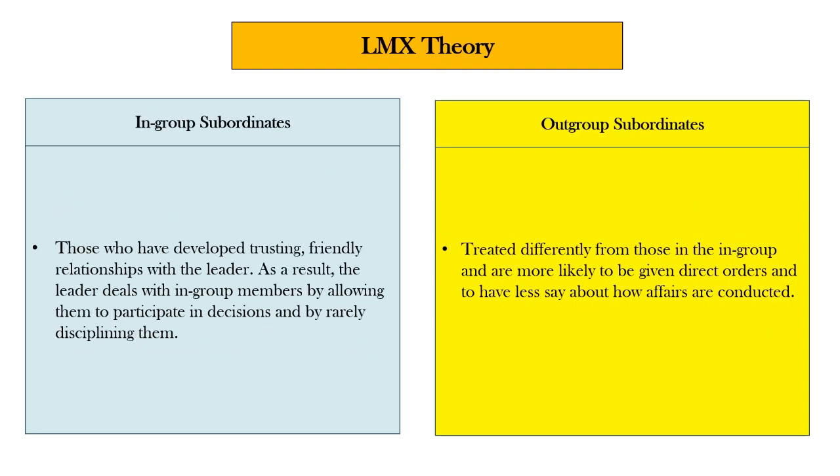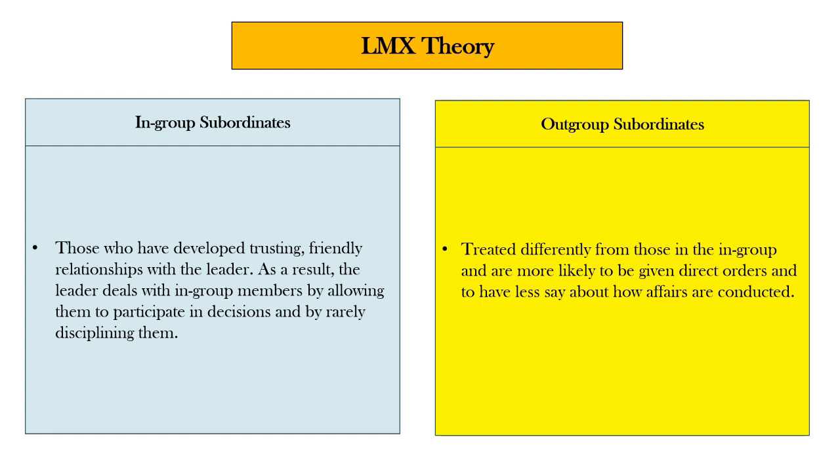leader-member relations. Okay, kanina, we have the in-group subordinates and the out-group subordinates. The in-group subordinates are those who have developed trusting, friendly relationships with the leader. As a result, the leader deals with in-group members by allowing them to participate in decisions and by rarely disciplining them. Out-group subordinates, on the other hand, are treated differently from those in the in-group and are most likely to be given direct orders and to have less say about how affairs are conducted in the organization. Okay, that's the LMX theory.